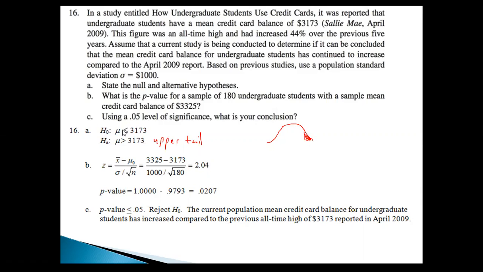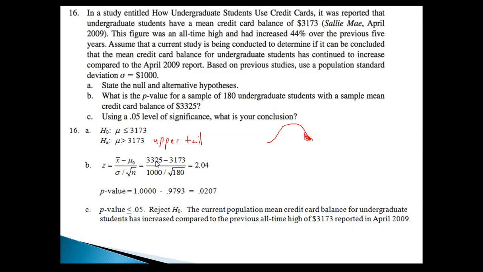The opposite of that is just going to be less than or equal to, so that's going to be our null. Now this is an upper tailed test, and so we're really looking at the value up here. So what we need to do is find the test statistic first. So we take x bar minus mu naught divided by sigma divided by the square root of n.